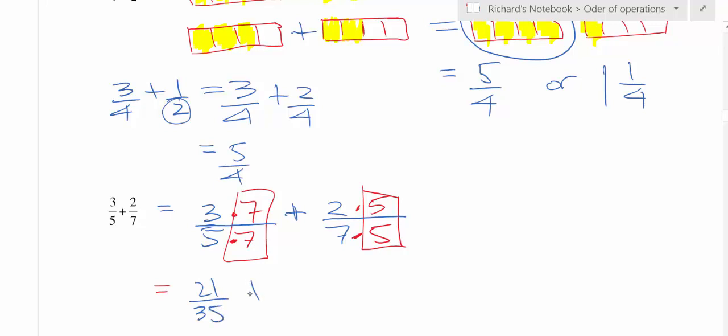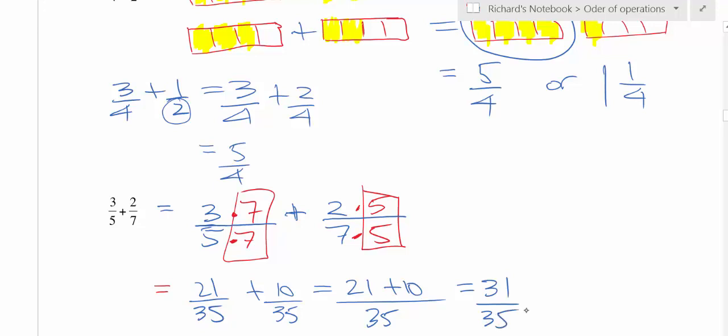21/35 plus 10/35. Well, now I have the same denominator with this fraction, so I've got what's called a common denominator. I can write my numerators down, 21 plus 10, and I can use one big fraction bar and write over the one denominator, 35. Now I can add the numerators, and this becomes 31/35. Turns out 31 is a prime number. This doesn't reduce anymore.